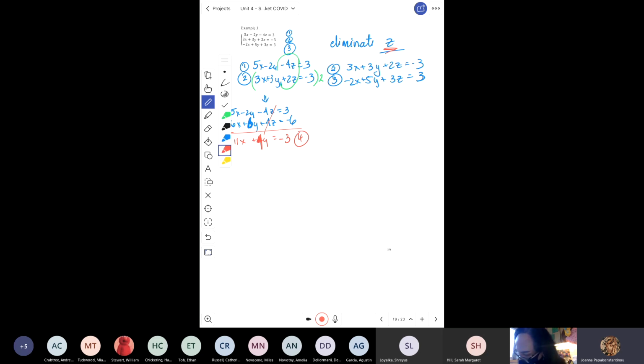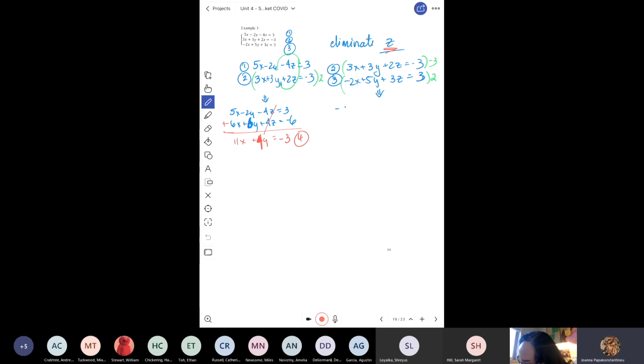Okay, now let's look at our second set and see how I'm going to eliminate Z. What do I have to do? I love it. So we multiply the first equation by -3 and the second one by 2. I could have multiplied the first one by 3 and the second one by -2. I'm going to get the same answer either way.